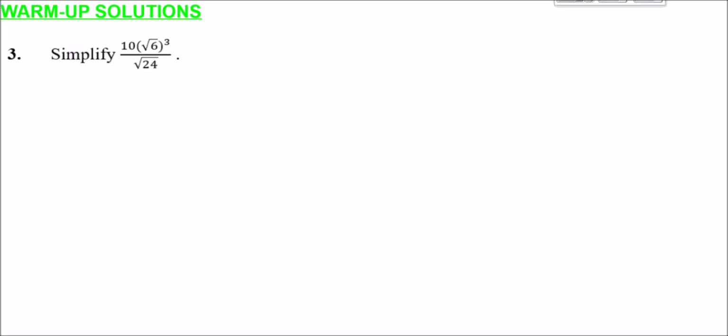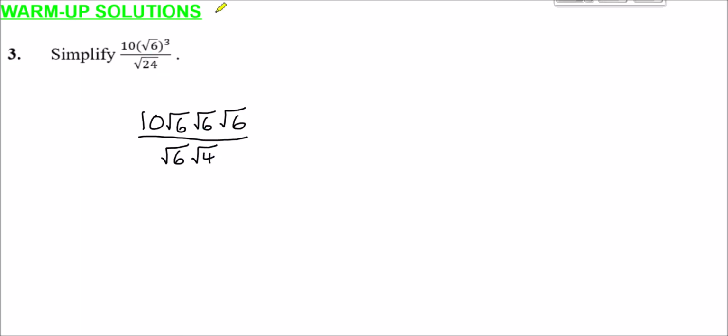Question 3 of the warm-up, simplify 10 root 6 all cubed over root 24. So there's a neat little trick to this one. Root 6 cubed just means root 6, root 6, root 6. And root 24 actually has root 6 as a factor of it, so we can split 24 into 6 times 4. So we can rewrite root 24 as root 6, root 4.